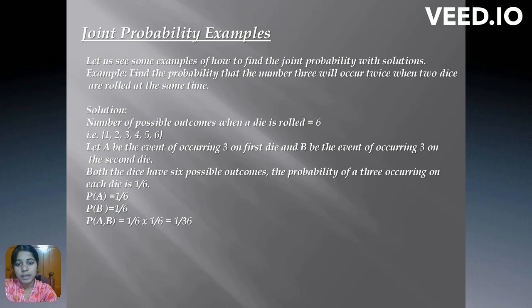Let A be the event of 3 occurring on the first die, and the second die we are taking as B. Both the dice have 6 possible outcomes. The probability of 3 occurring on each die: a die has 6 faces, and we are going to get 3, so P of A is 1 by 6. Then P of B is also 1 by 6. Then P of A intersection B is equal to 1 by 6 into 1 by 6, that is 1 by 36.